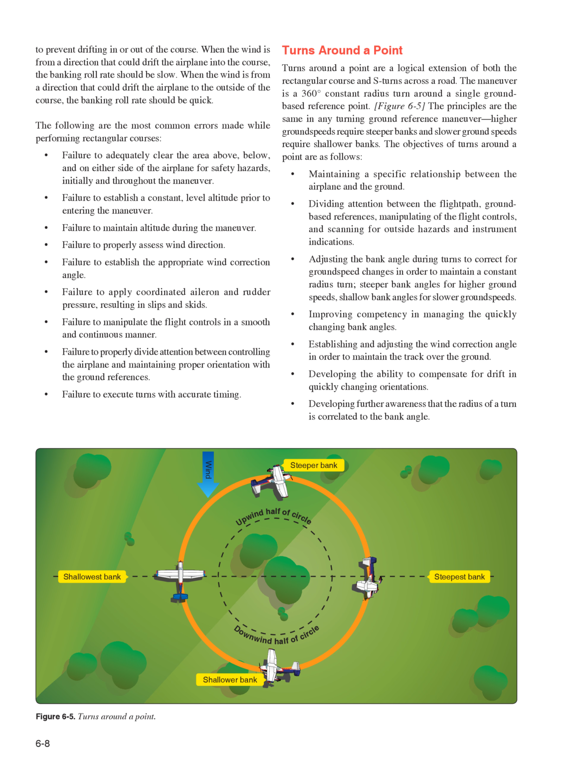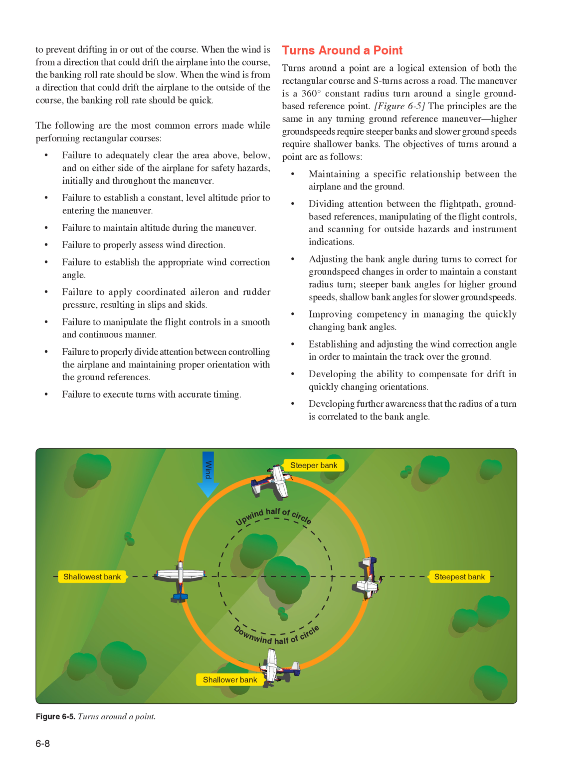Figure 6.5. The principles are the same in any turning ground reference maneuver. Higher ground speeds require steeper banks and slower ground speeds require shallower banks. The objectives of turns around a point are as follows: maintaining a specific relationship between the airplane and the ground, dividing attention between the flight path, ground-based references, manipulating the flight controls, and scanning for outside hazards and instrument indications. Adjusting the bank angle during turns to correct for ground speed changes in order to maintain a constant radius turn: steeper bank angles for higher ground speeds, shallow bank angles for slower ground speeds.